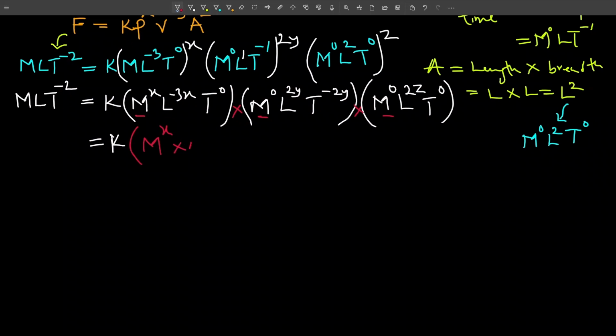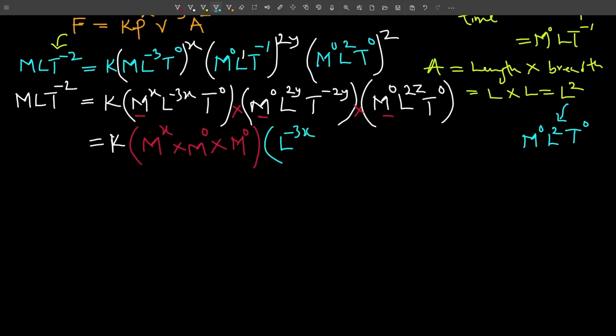That's times m raised power 0, also we have m raised power 0 over here. So that's that for m. Let's look at L. For L, what do we have? We have L raised power minus 3x. That's what we have over here.